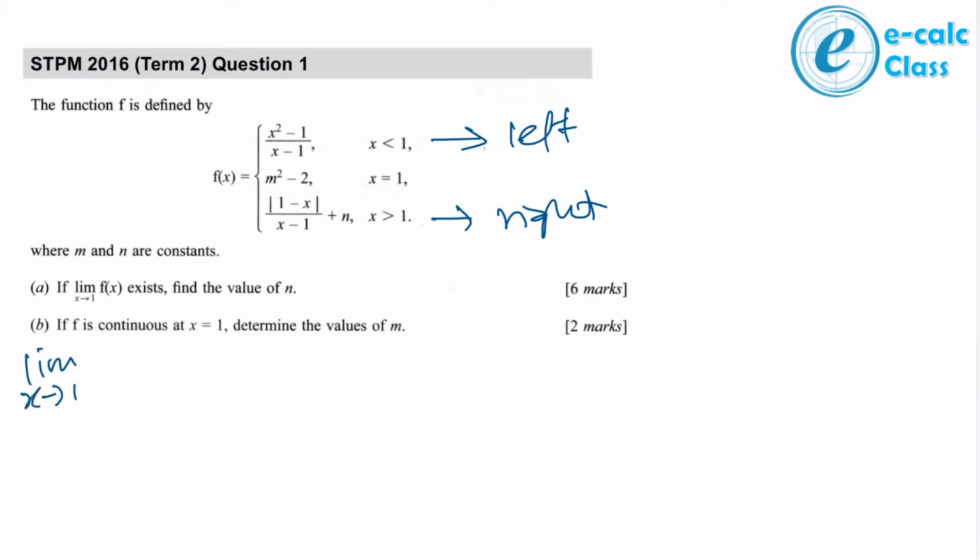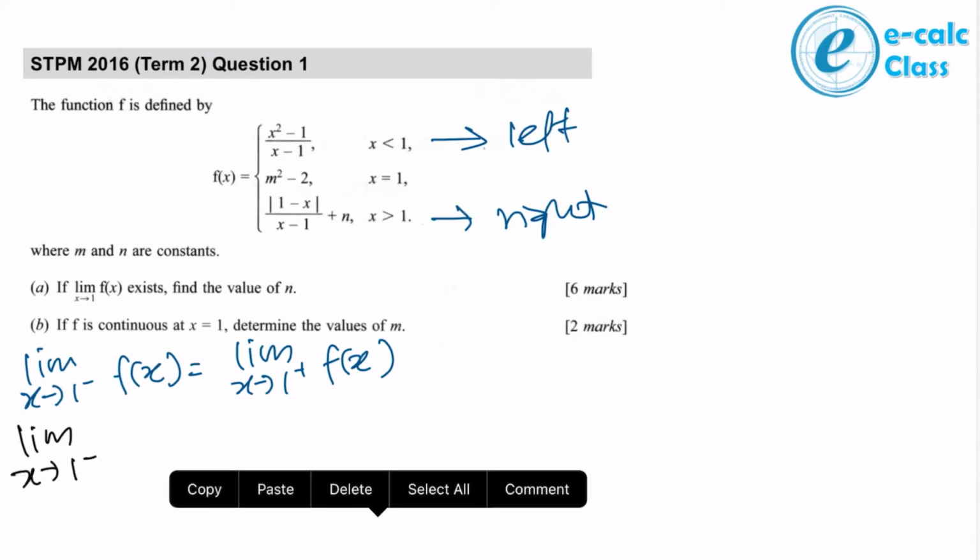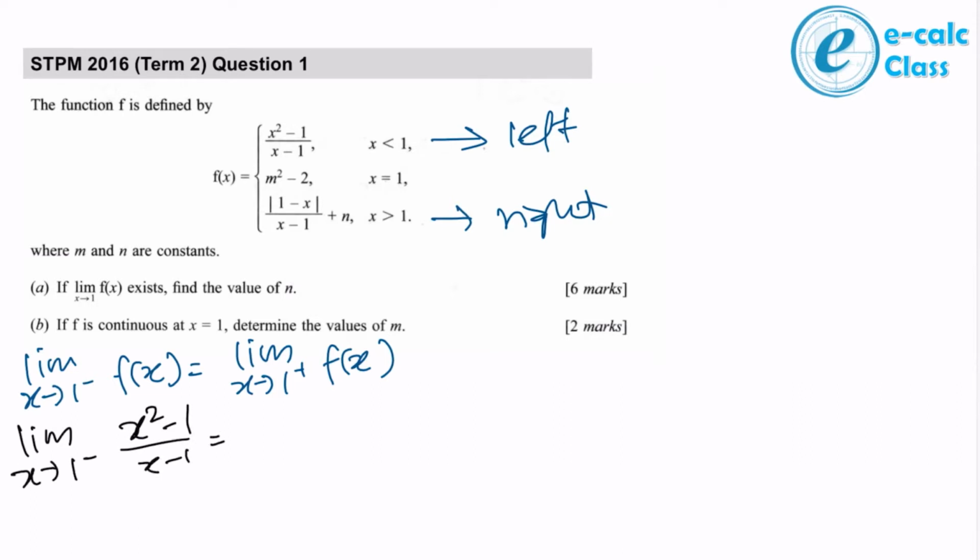The limit as x approaches 1 from the left of f(x) equals the limit as x approaches 1 from the right of f(x). The limit as x approaches 1 from the left of f(x) is x squared minus 1 over x minus 1. From the right is this function. Oh, we have the absolute value. Be very careful with that. Plus n.